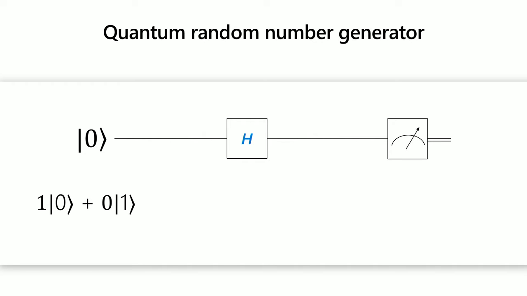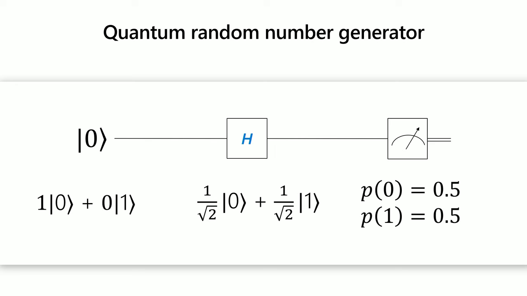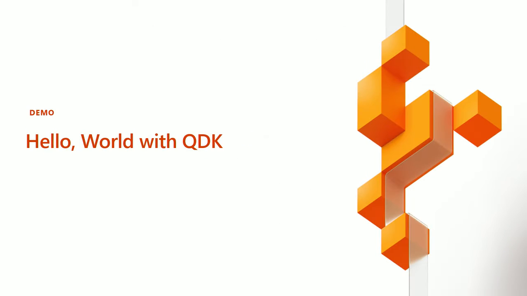And then you can see here, there's the 1 plus 0. That's representing the probability amplitude that it's in a 0 state, which is 100%. And when we put it through the Hadamard gate, you get this equation that I've got on my shirt. And then you measure, and you've got a 50-50 chance. So let's go take a look at that in action in the QDK.